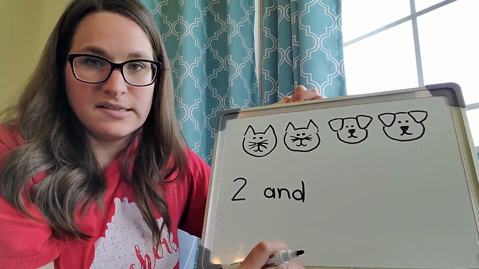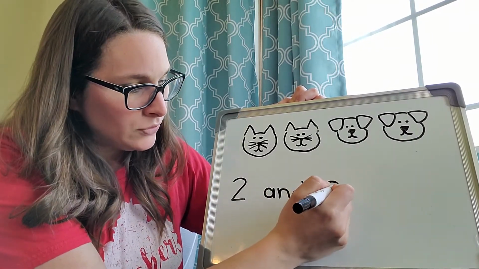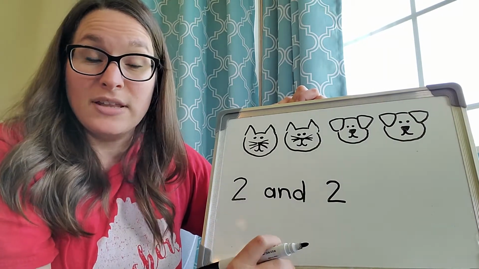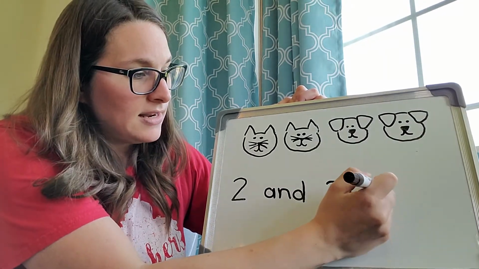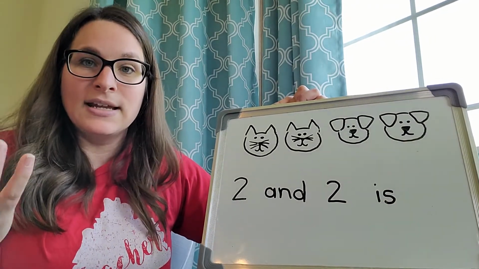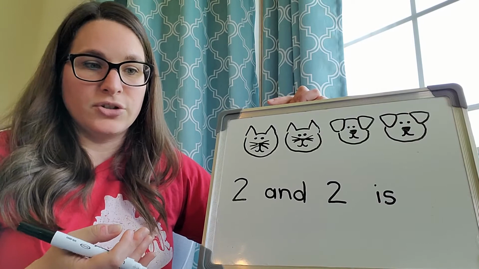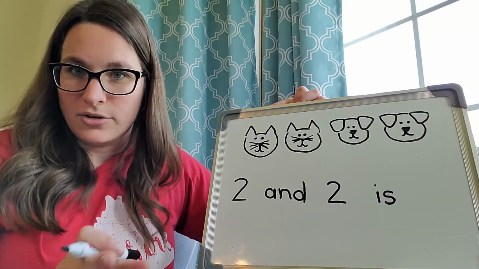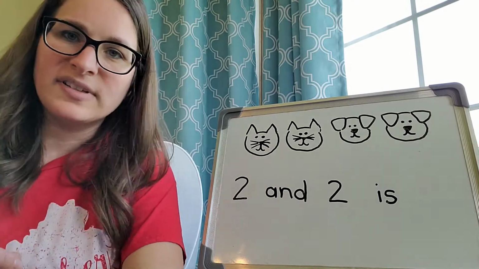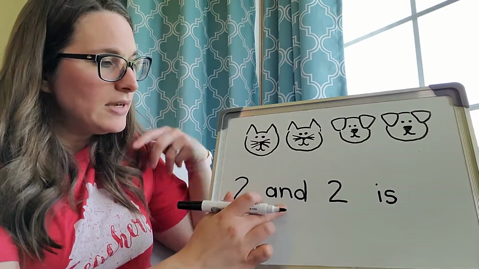How many dogs did we see? We saw 2. So 2 and 2. And then we're going to write the word is. Now remember, in kindergarten, we don't use the plus sign or the equal sign. That's something that you're going to start to learn in 1st and 2nd grade. We just write our number sentences and try to look for those combinations. All right, so 2 and 2 is.